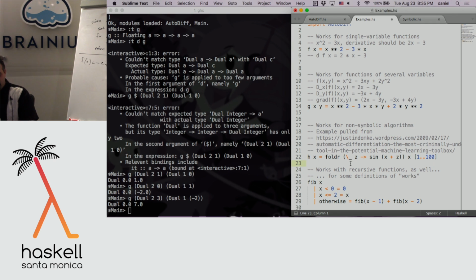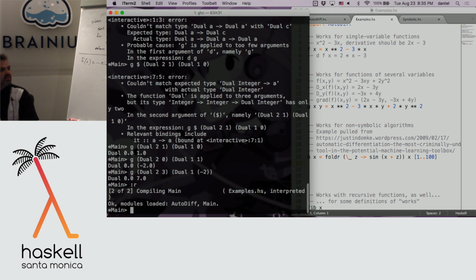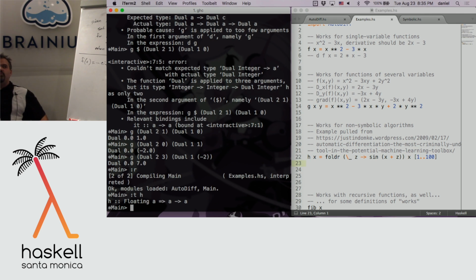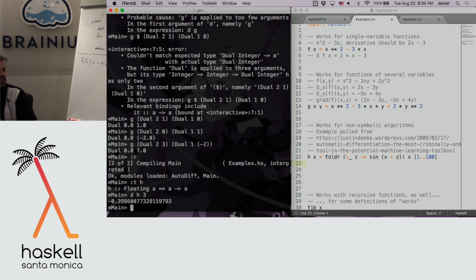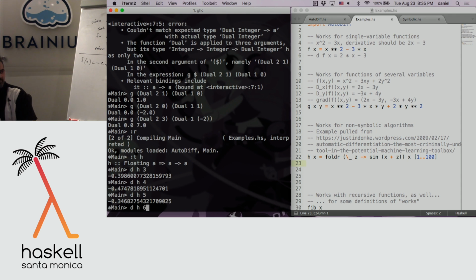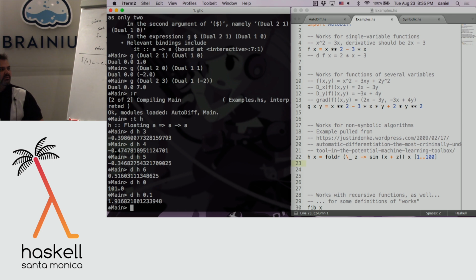So let's see. Our function is called h. Let's go into GHCi, everybody can see it? Okay, let's look at the type of h. h is an algorithm that works on floating numbers. At least I would call it an algorithm if this were a different programming language, but in Haskell it's still just a function, right? Let's do g of h at 3, and we have the derivative. Let's do d of h at 4, at 5, and then wherever, let's go at 0, let's go at 0.1.